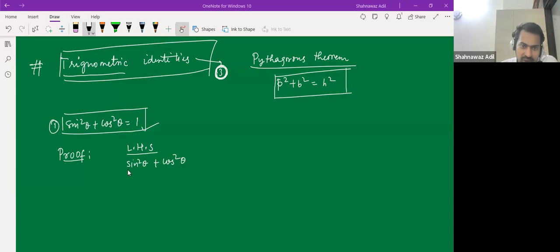Okay, so what is sine theta, Ashif? What is sine theta? P by H, right? So we have to take the square of P by H. And Shoaib, what is cos theta?